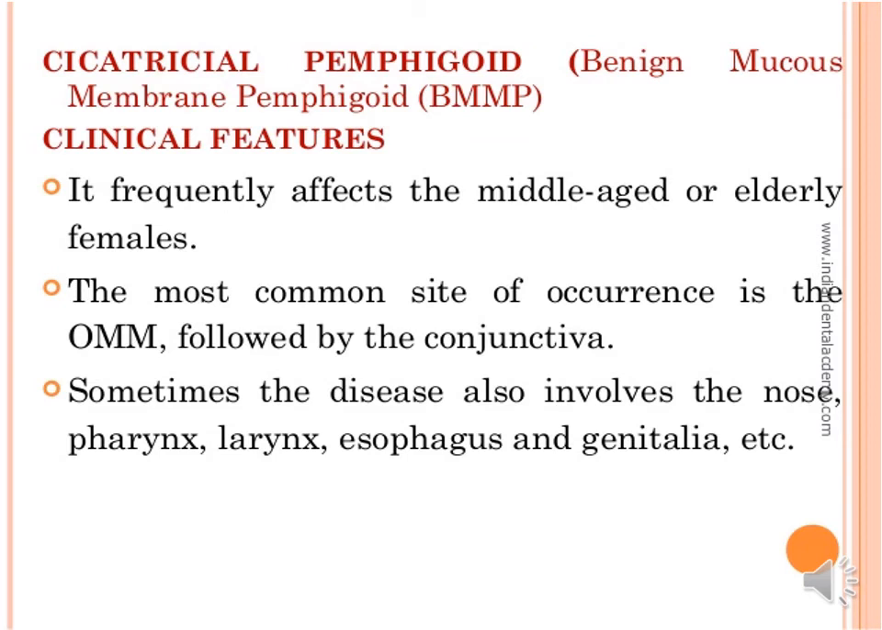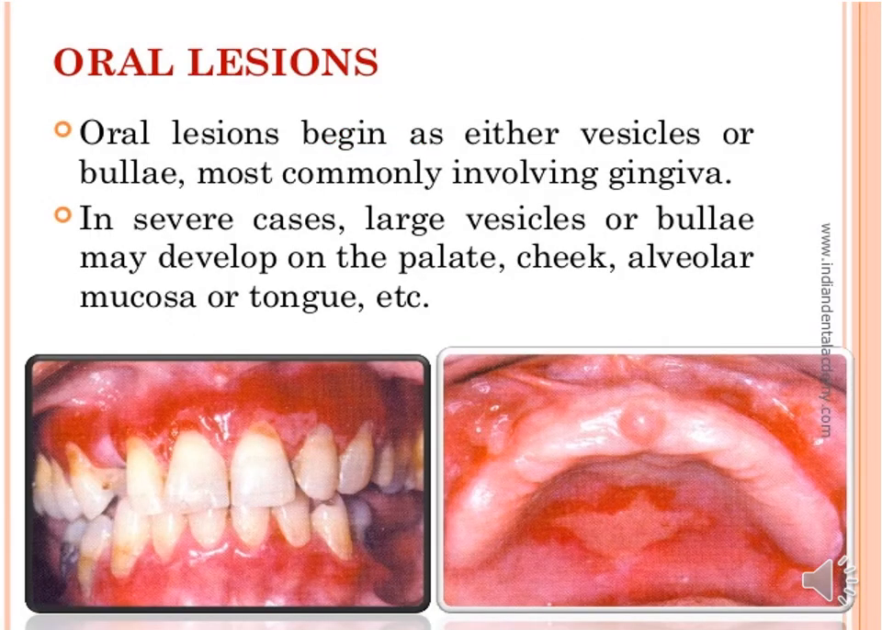Cicatricial pemphigoid, or benign mucous membrane pemphigoid, clinical features: it frequently affects middle-aged or elderly females. The most common site of occurrence is the oral mucous membrane, followed by the conjunctiva. Sometimes the disease also involves the nose, pharynx, larynx, esophagus, and genitalia, etc. Oral lesions begin as either vesicles or bullae, most commonly involving the gingiva. In severe cases, large vesicles or bullae may develop on the palate, cheek, alveolar mucosa, or tongue, etc.